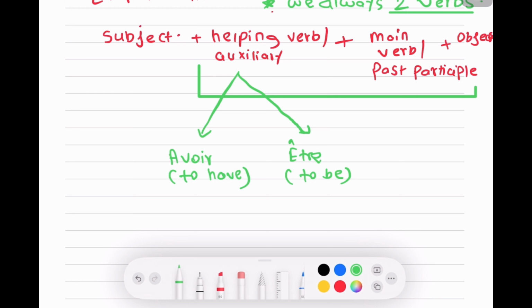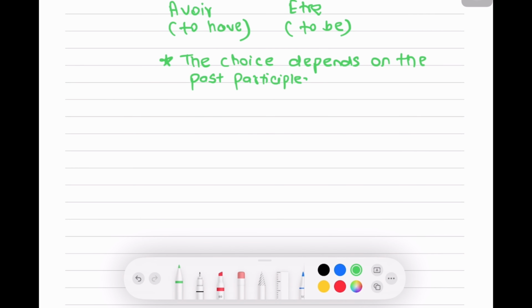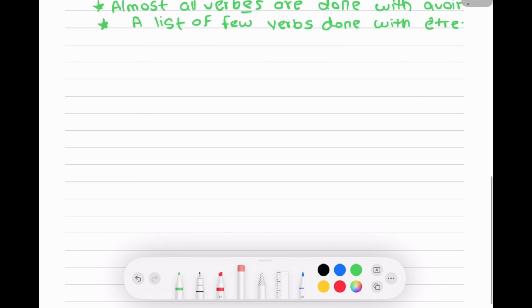Which one you will use depends on the second verb, that is your main verb or the past participle. You need to know that there are a lot of verbs that we can't count. So for now, you need to know that all the verbs are done with avoir, except a few that are done with être. We'll understand this through an example. Almost all the verbs are done with avoir, and there is a short list of verbs that are done with être.